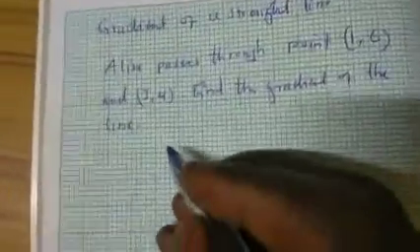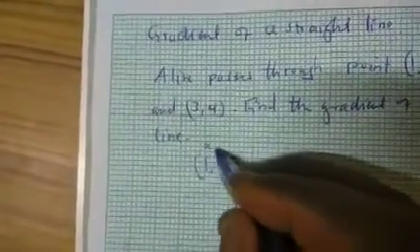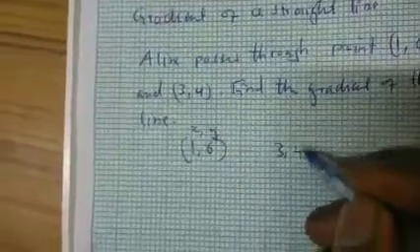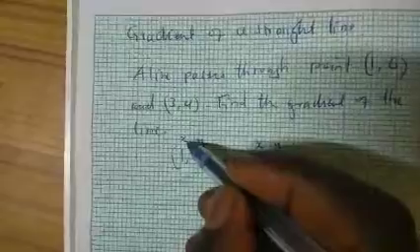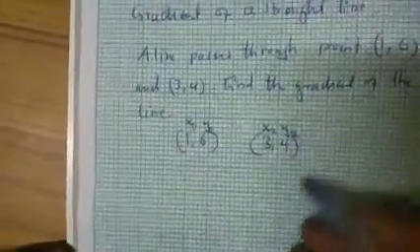From coordinates, we learned that the points are always expressed in the form of (x, y). So (1, 6), this is the value of x and this is the value of y. And (3, 4), this is also the value of x and this is the value of y. So we can call this one our x1 and y1, and this one you can call x2 and y2.